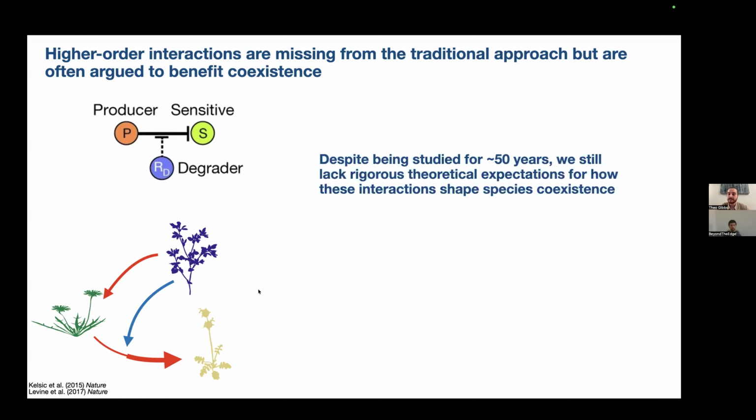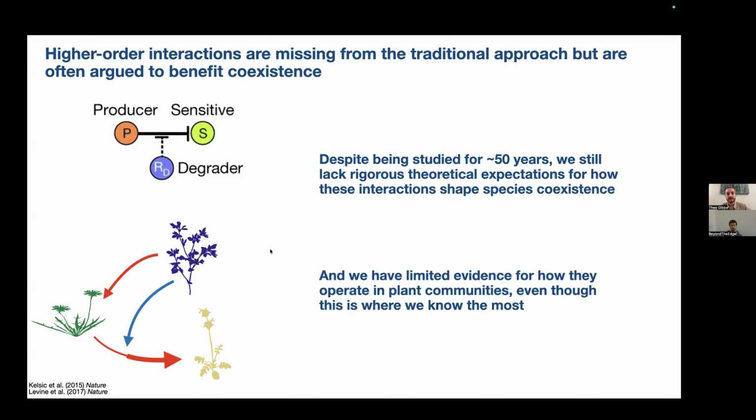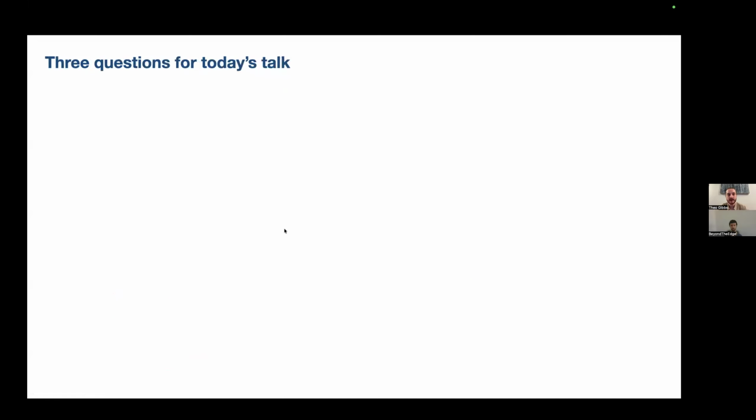So that's the first big knowledge gap I want to try to address in today's talk, is that, even though they've been studied for a long time, we lacked, before I started working on these sorts of questions, rigorous theoretical expectations for how these interactions shape species coexistence. We also have limited evidence for how and whether they operate in plant communities, even though this is one of the systems where we know the most about coexistence and species interaction. So these are the big two knowledge gaps I want to try to address.